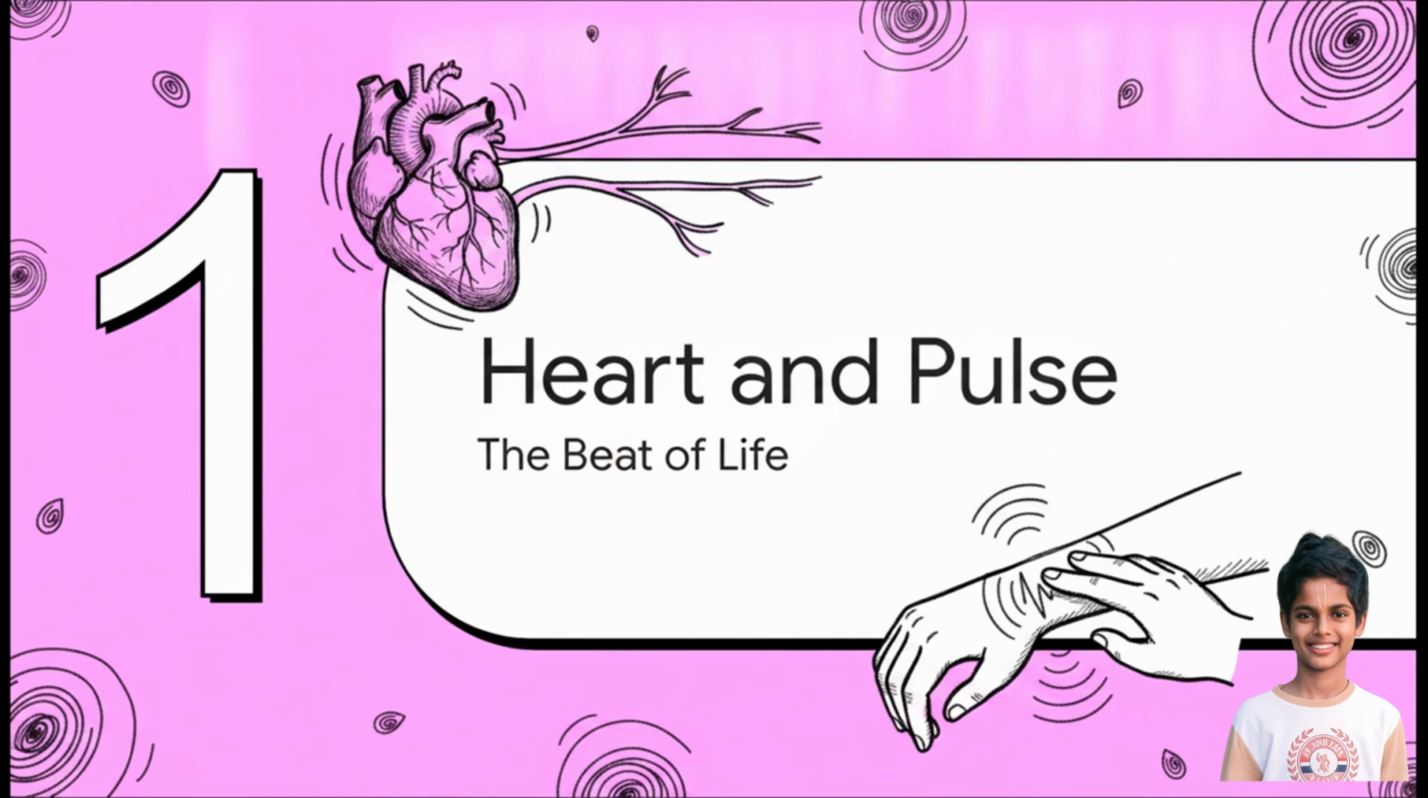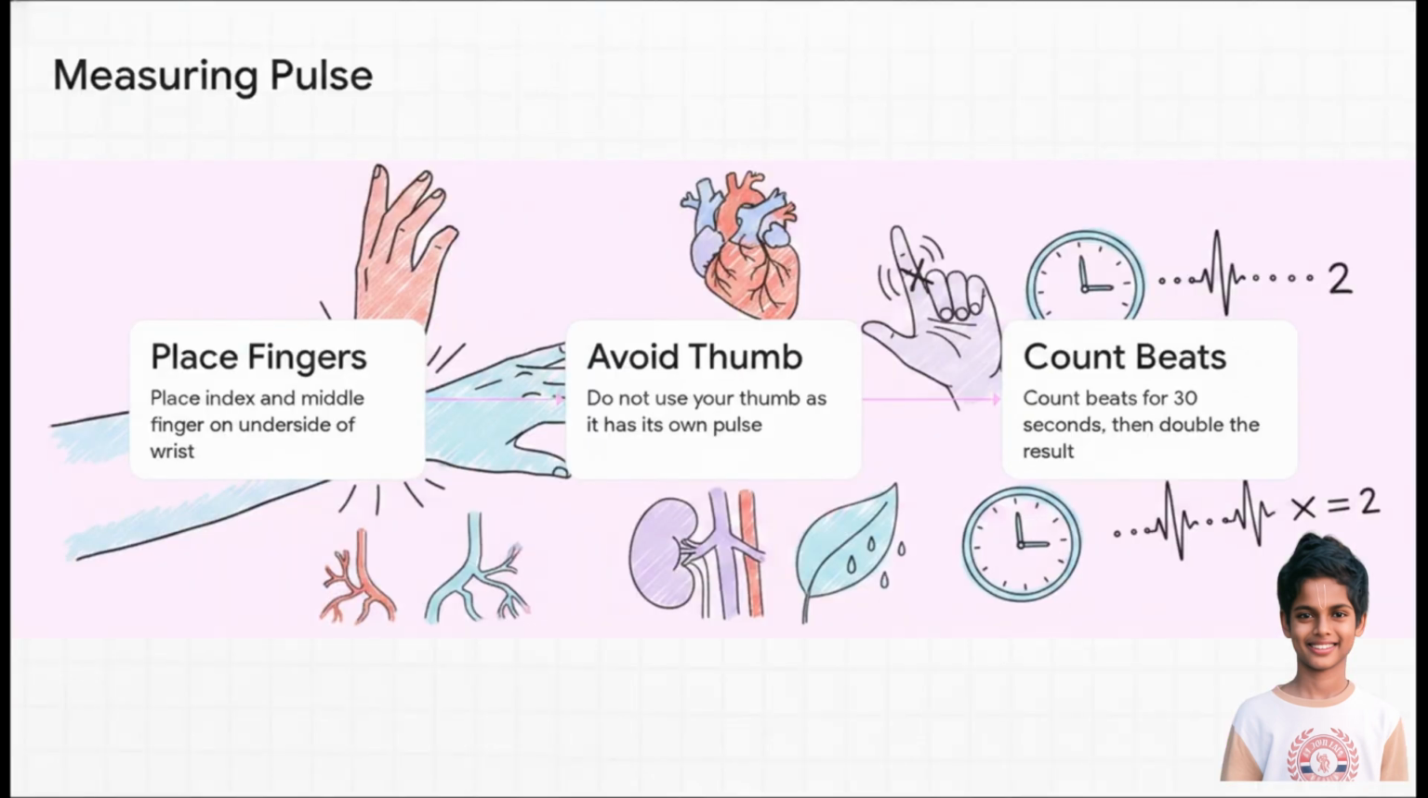The beat of life. Long before we had fancy medical machines, ancient doctors just felt a patient's pulse to check their health. So let's do a little virtual practical right now, okay? Take your index and middle fingers and place them on the underside of your opposite wrist, right below the base of the thumb. Now listen to me very carefully, Beta, because this is a classic trap in the exams.